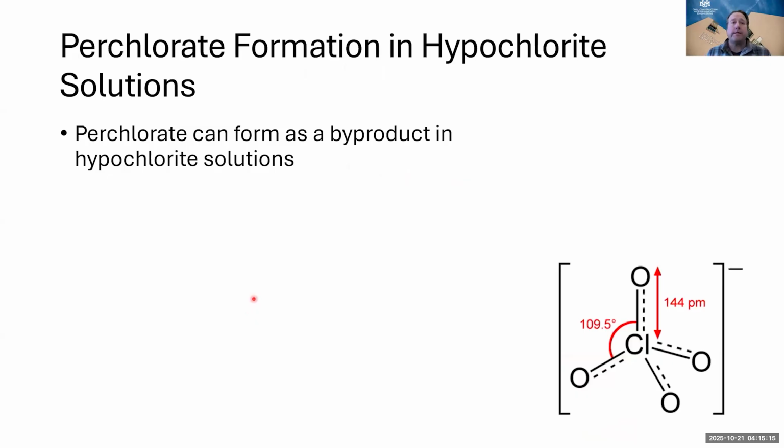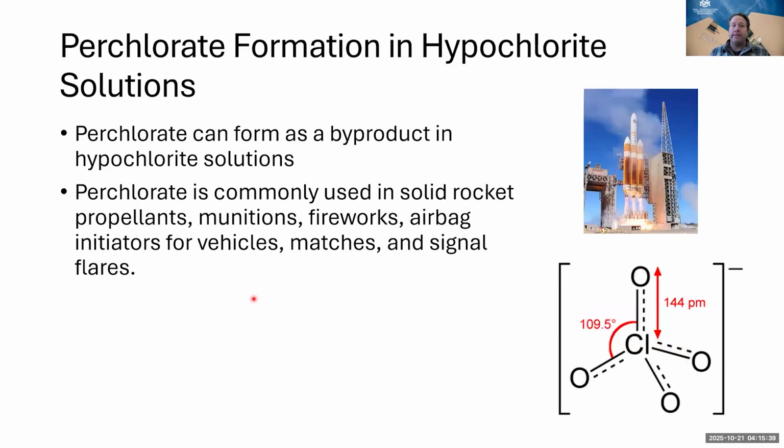So really quickly, I wanted to talk to you about something called perchlorate. Perchlorate can form as a byproduct in hypochlorite solutions, so liquid chlorine. That can be a sodium hypochlorite solution that's pre-made or a calcium hypochlorite solution that you make up yourself. It's a compound that's commonly used in rocket fuel, munitions, fireworks, airbag inflators for vehicles, matches, and signal flares. It doesn't sound great, does it?